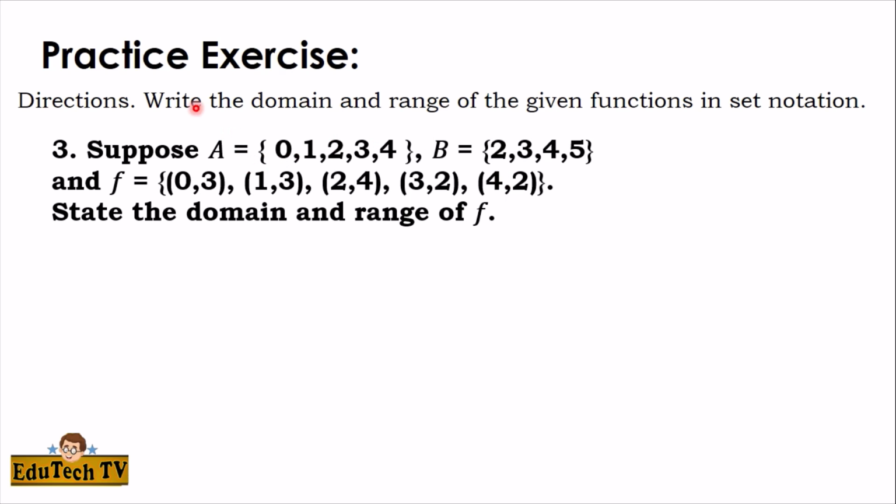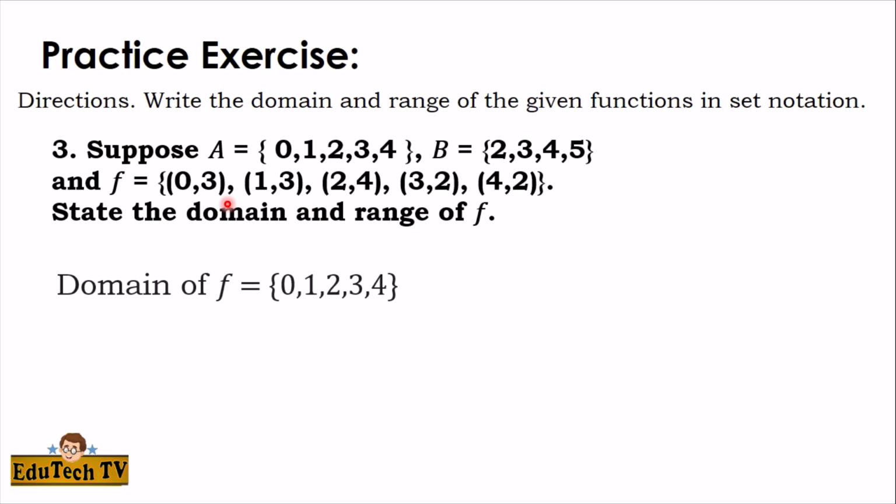Suppose we have, the directions is write the domain and range of the given functions in set notation. Okay, yung set notation natin, meaning, we have to use the braces. Now, suppose we have the set A: 0, 1, 2, 3, 4 as the elements and set B: 2, 3, 4, 5. And the function from these two sets are (0,3), (1,3), (2,4), (3,2), (4,2). So, it's function siya kasi walang naulit na x. State the domain and range of the function.